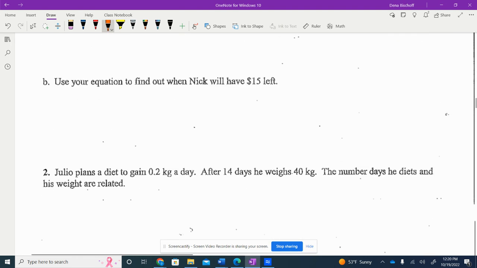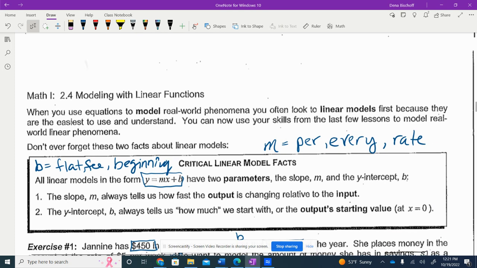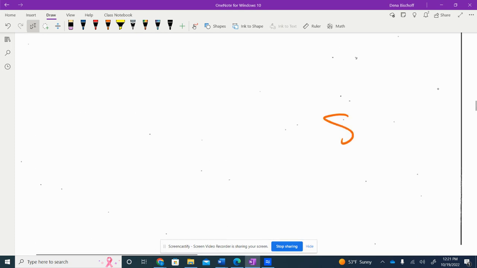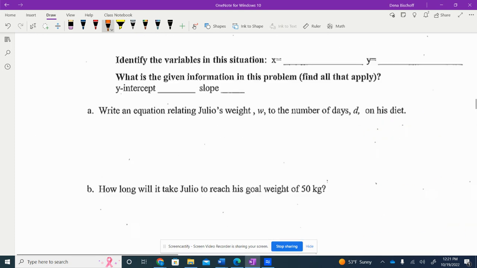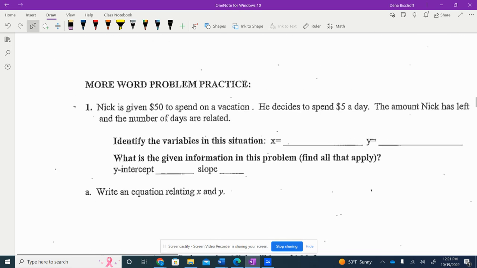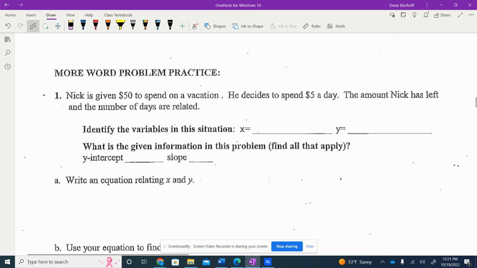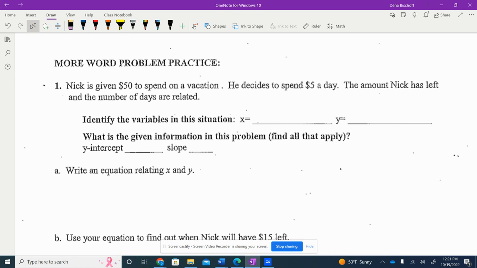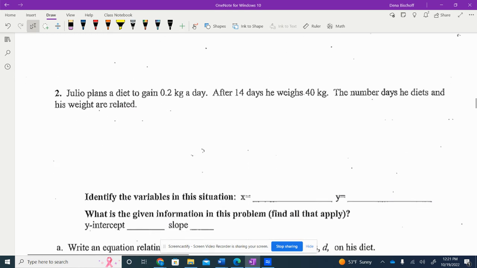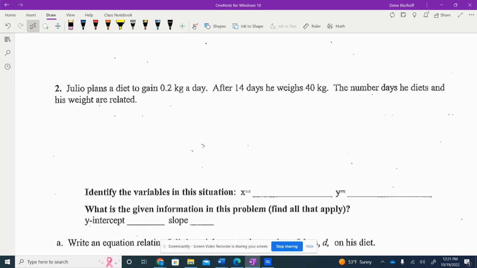Then I think you have 3 more, right? Just two more. This is where you stop. So you have 2 more after that. So Nick is given $50 to spend on vacation. We've already done one just like this. And then Julio plans a diet. We already did one like this. It's just that the slopes are different on this, okay? So these are just like your notes. Okay, sir.